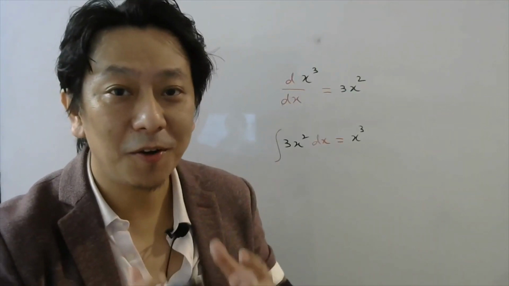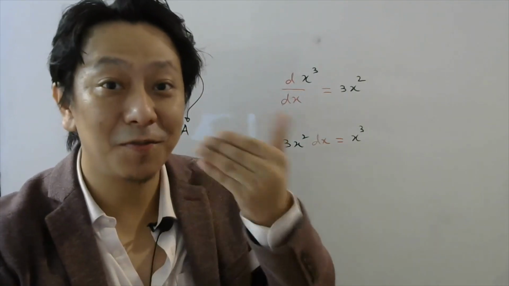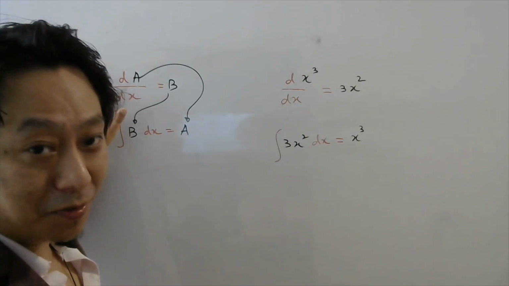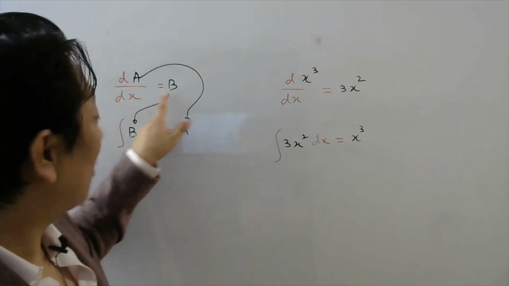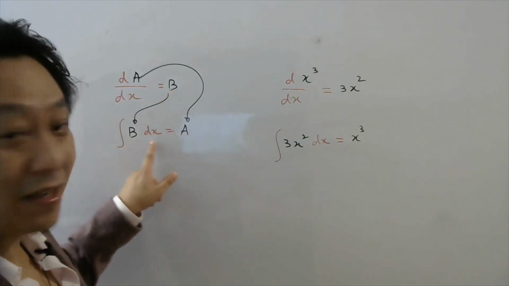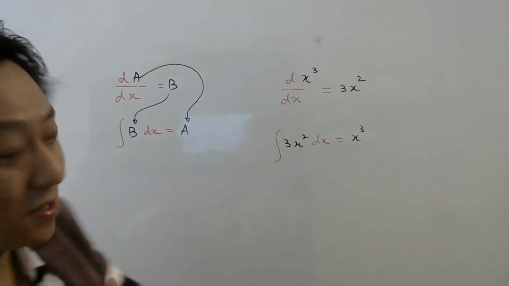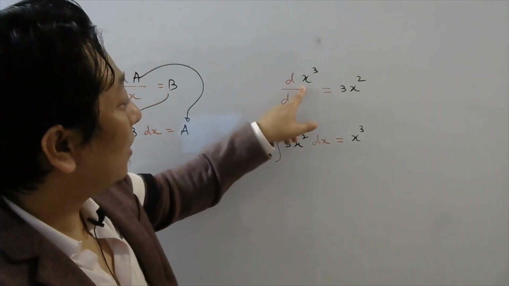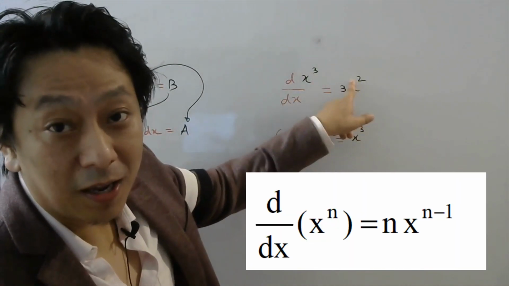Now the formulae of integration can be found by remembering that integration is the reverse process of differentiation. So if you take differentiation of a with respect to x and you get b, then when you integrate b dx you should get a. So that's the meaning of reverse process. So we have learned in differentiation that if you take d(x^n)/dx, the formula was n x^(n-1).